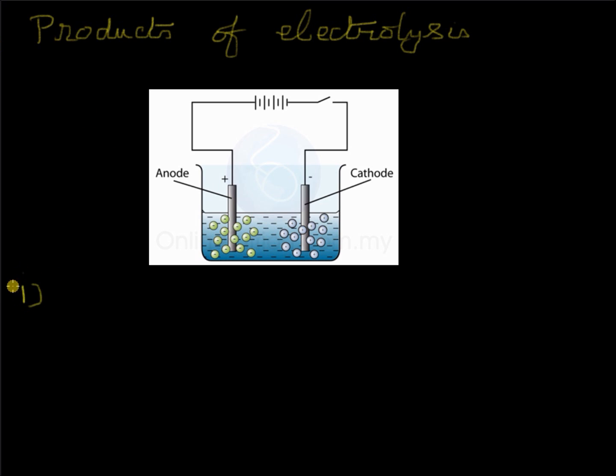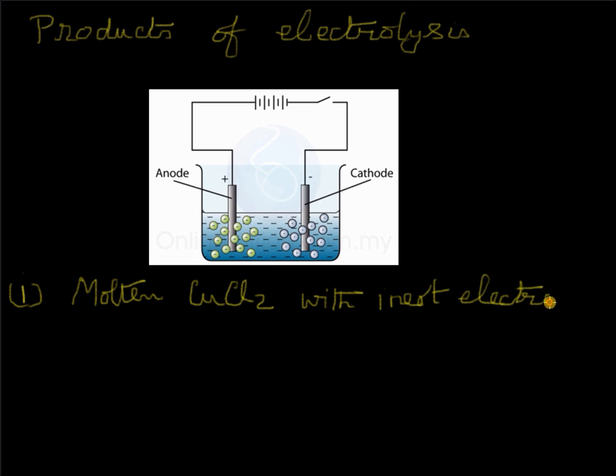First, I am going to write molten copper chloride. Molten copper chloride. That means copper chloride in a molten form or fused state, so that the ions would be able to move and pass current. And the electrodes would be inert electrodes. I'll write with inert electrodes.